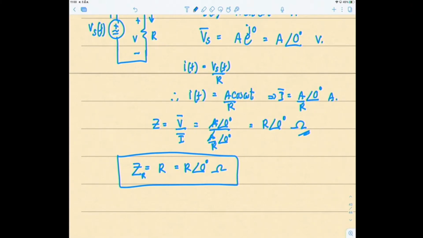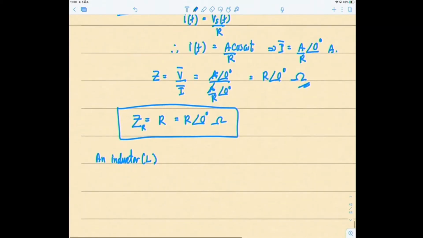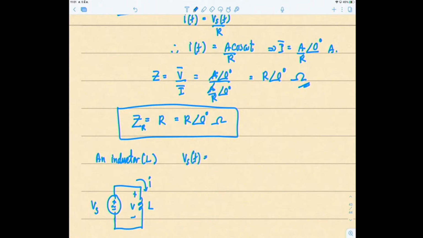Next one, an inductor, L. So again, let's say you have Vs given to you connected to an inductor L. Of course, there's a voltage drop VL here, but it's the same thing as Vs. I'm going to derive it in a long way for you to see. First, starting with, of course, our Vs of t is equal to A cos omega t volt.